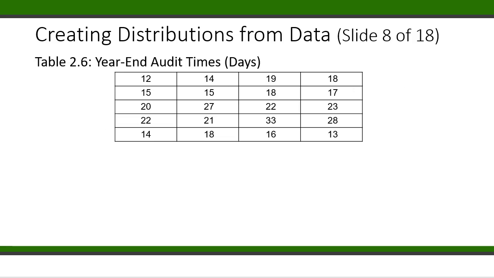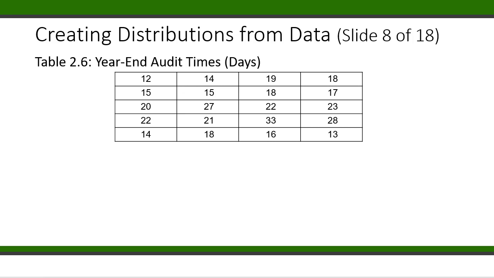So let's look at an example. Here we have some quantitative data, and it's the number of days for a year-end audit. So maybe we have different auditors. How long is it taking them to run their year-end audits, in days? And we collect that information. So we count up how many items we are looking at. Here N, the number of observations, is 5 times 4, which is 20. So we choose to develop a frequency distribution with about 5 bins.